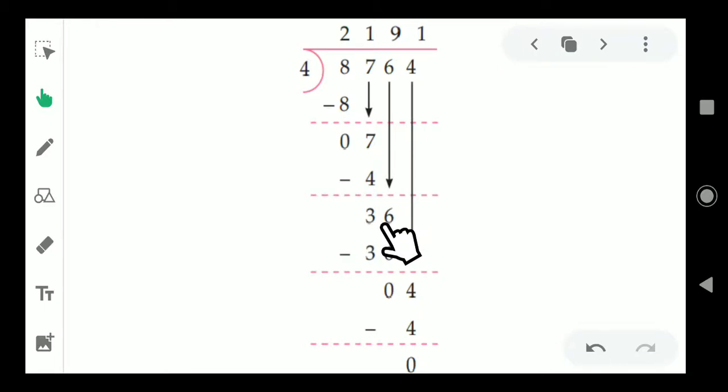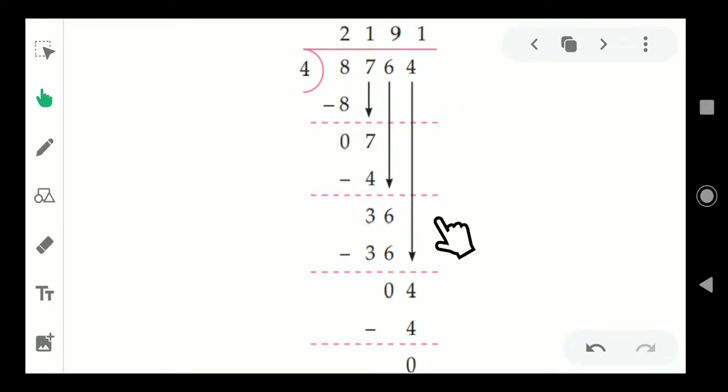In 36, how many 4s are there? When you go through the multiplication table of 4, you will get 36 itself. 4 9s are 36. 9 into 4 is 36. So 36 minus 36, 0.